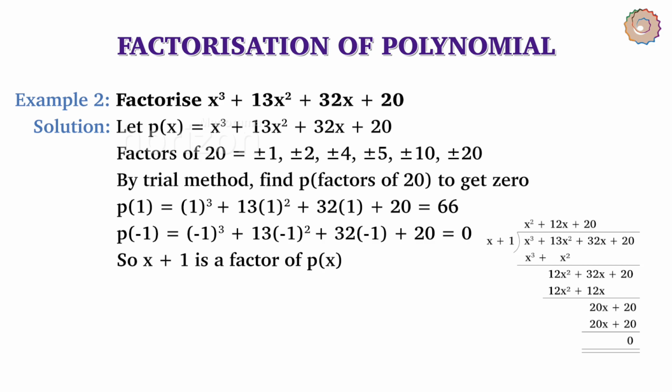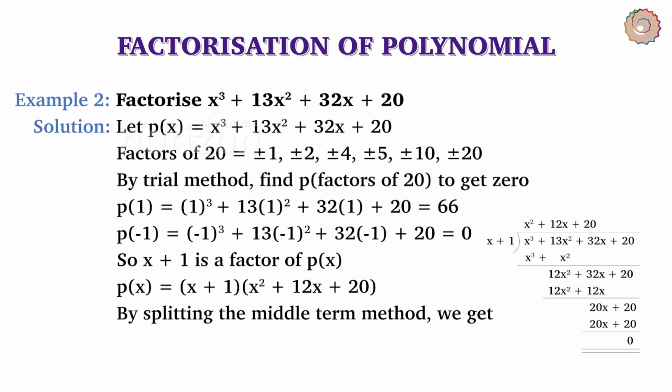Dividing p of x by x plus 1, we get the quotient as x square plus 12x plus 20. So p of x equals x plus 1 into x square plus 12x plus 20. Now we can factorize x square plus 12x plus 20 by splitting the middle term. We get p of x equals x plus 1 into x plus 10 into x plus 2, hence factorized.